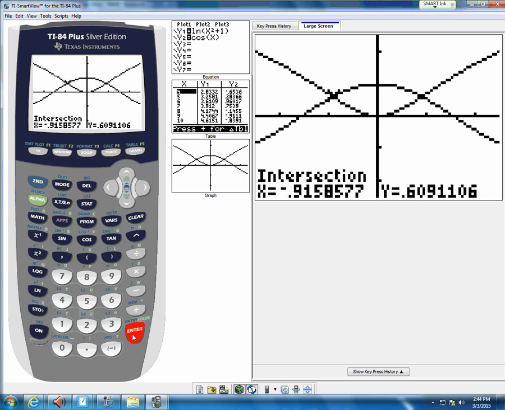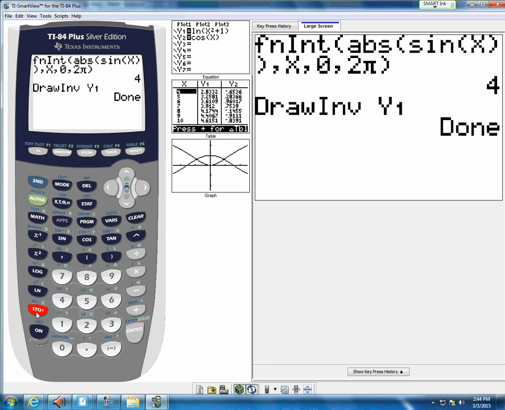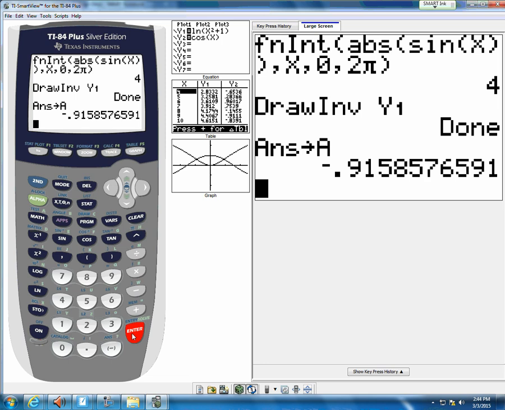And it's giving me that x-coordinate is negative 0.9158577. When you get a value on the calculator, jot it down, but you want to store those values. So what you do to store that x value is you hit second mode and hit store, alpha a, enter. Now whenever you want to use that number, we're just going to have to use a. And let's go get the other one, even though we know what it's going to be.